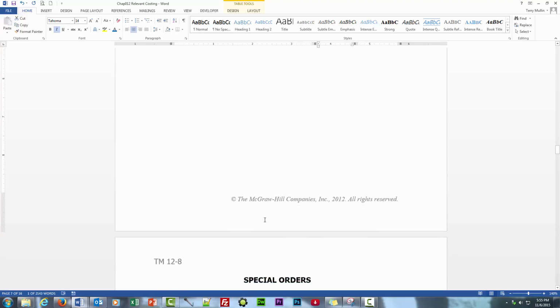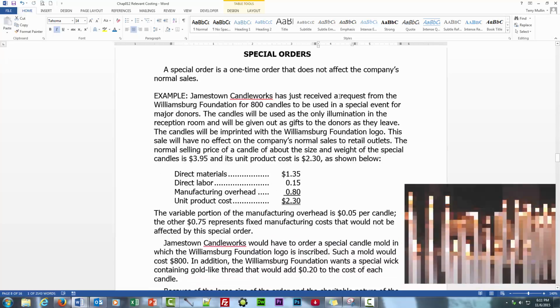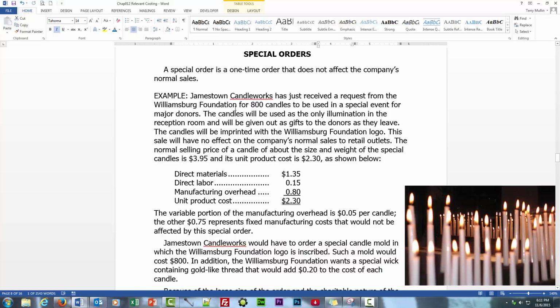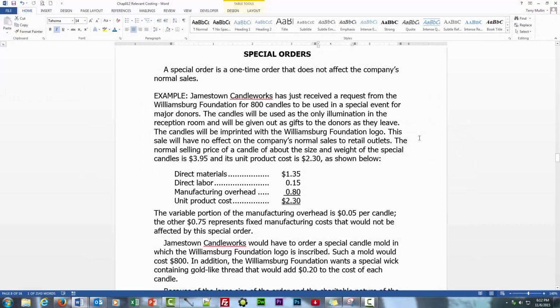Let's see this happen again. And this is on special orders. So the Jamestown Candle Workers received a request from a foundation. They want 800 candles to light up a room. And the sales will have no effect on the company's regular outside sales. So this is a unique situation where it's not going to steal any other sales. A similar candle that they sell now is $3.95, and its unit product cost is $2.30. So $1.35 materials, labor, and manufacturing overhead.